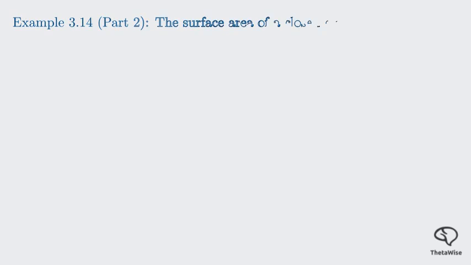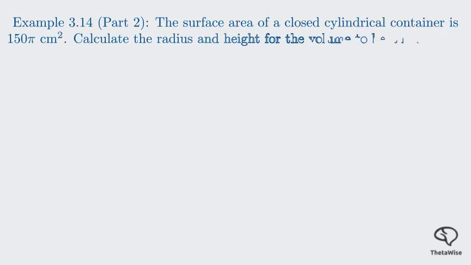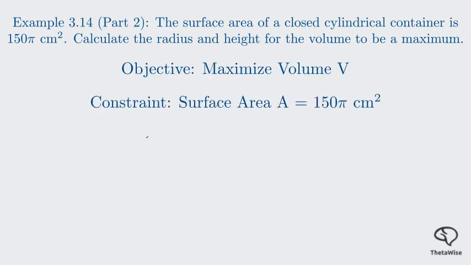This time, the surface area is fixed at 150 pi, and we need to find the dimensions for the maximum volume. Here, the cylinder is closed, so its surface area formula includes 2 circles. The area, A, is 2 pi r squared plus 2 pi r h, and it equals 150 pi. The objective is to maximize the volume V, which is pi r squared h.